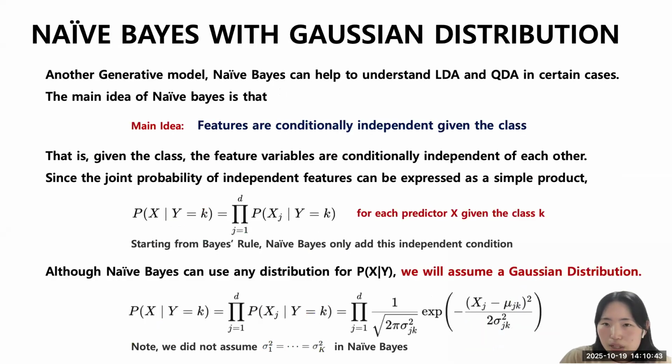Naive Bayes is another generative model that assumes features are conditionally independent given the class. This means the joint probability can be expressed as a product of individual feature probabilities.